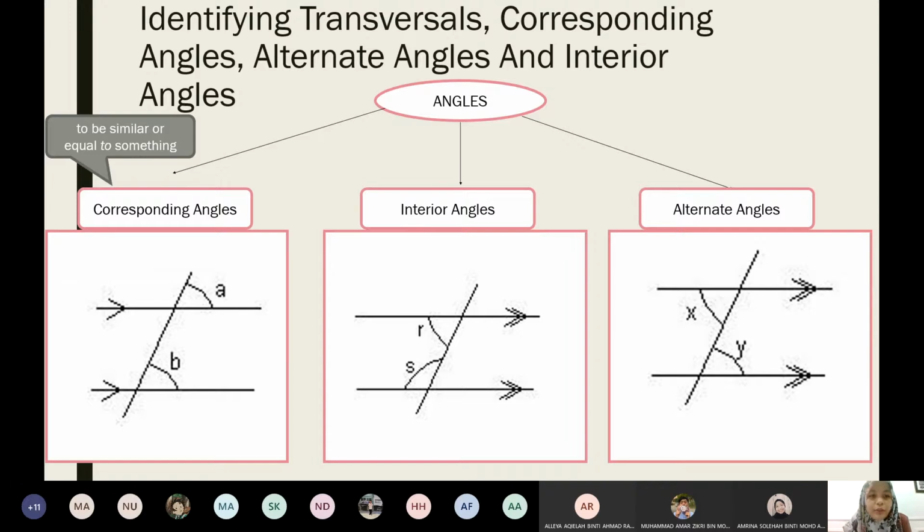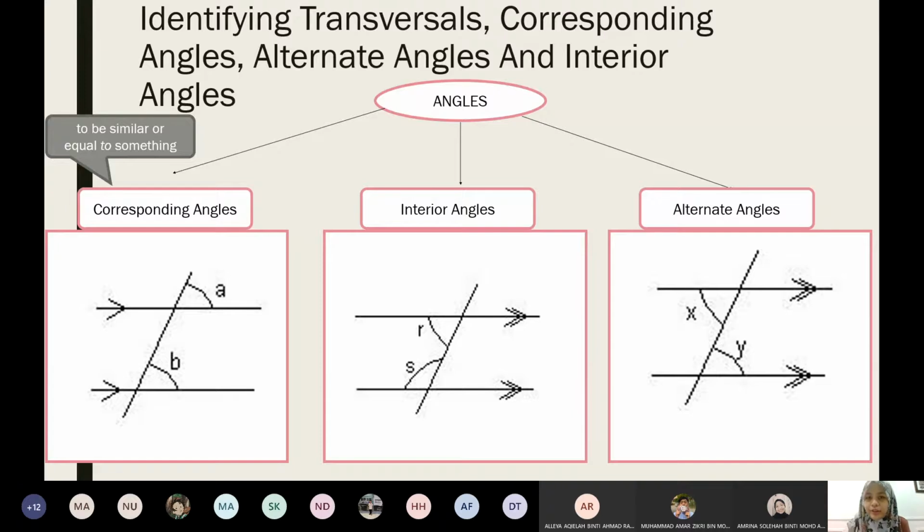Okay semua, so hari ni we want to take a look at the problem solving part of the transversals, corresponding angles, alternate angles and interior angles. So dalam peperiksaan ketiga-tiga nama ni kita memang kena tahu dan kita kena kenalpasti bagaimana kita nak nampak dan gunakan dia ketika dalam peperiksaan.